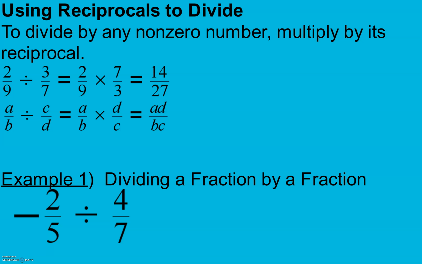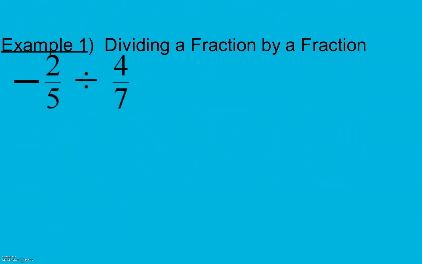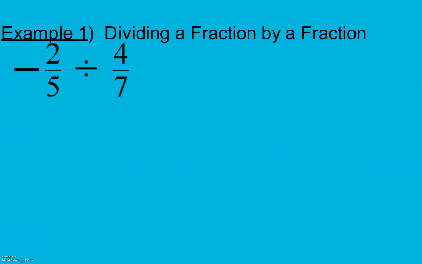To divide any non-zero number, we multiply by its reciprocal. So instead of dividing, we flip and multiply. So we take the reciprocal and then multiply. And with fractions, again, that's straight across. So dividing a fraction by a fraction, we flip the second fraction, we multiply by its reciprocal.